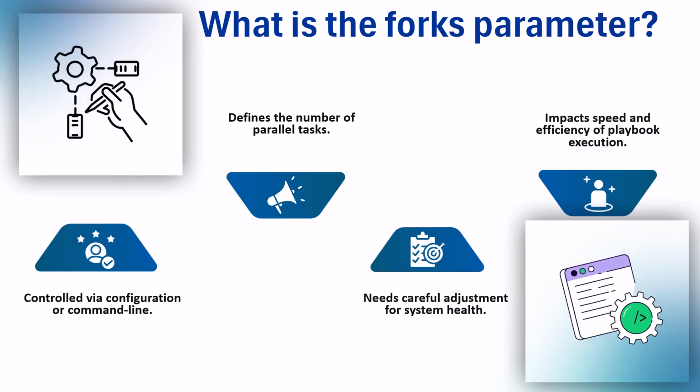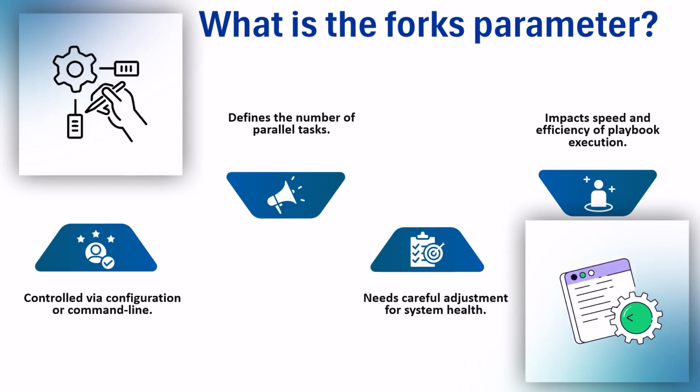The forks parameter is like the director of a play, deciding how many actors are on stage at once. More forks mean faster execution. But just like a director can't have everyone speaking at the same time, your system needs a reasonable limit. Ansible lets you control forks through config files or command line options. So let's learn how to tweak them right.